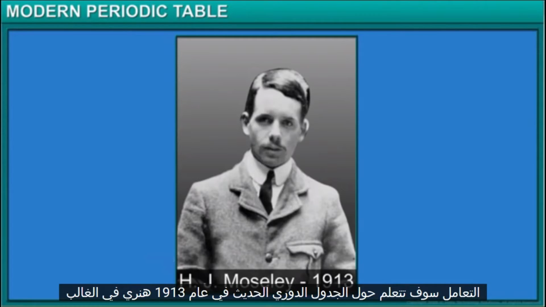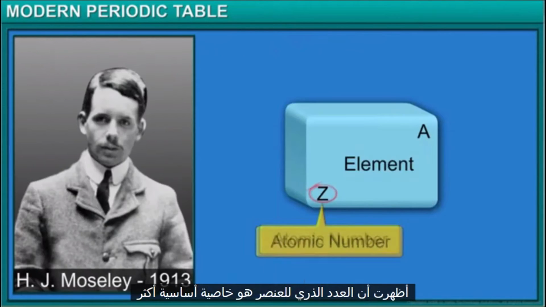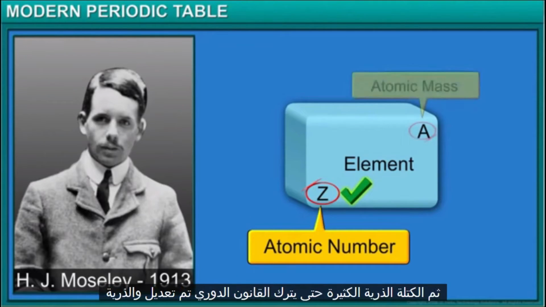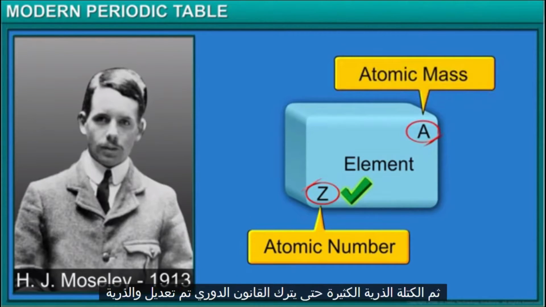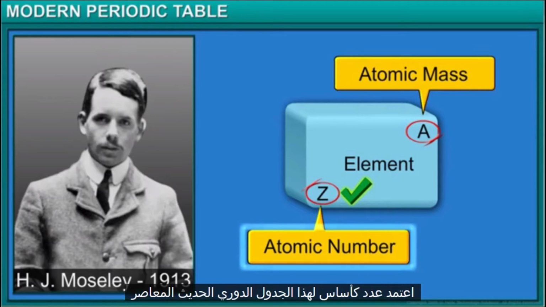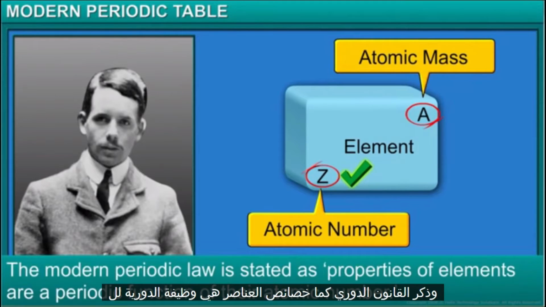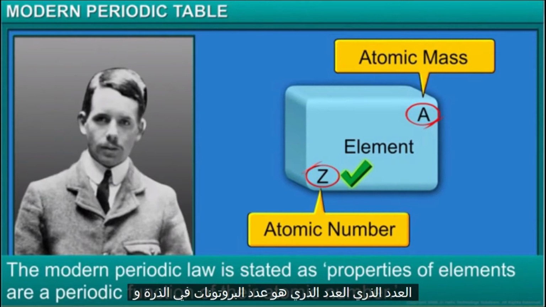In 1913, Henry Moseley showed that the atomic number of an element is a more fundamental property than its atomic mass. So, Mendeleev's periodic law was modified and atomic number was adopted as the basis of the modern periodic table. The modern periodic law is stated as: properties of elements are a periodic function of their atomic number.